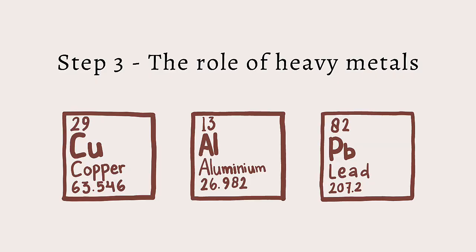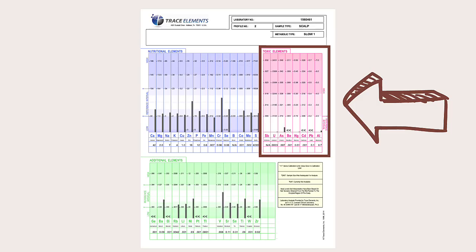This is where you get to put on your detective hat and figure out where your client may be getting exposed to specific heavy metals. The heavy metals can be found in this pink toxic elements section. If any are showing here, that means that they're being excreted into the hair. If none are showing, it doesn't mean that the client doesn't have any heavy metals. It just means that the body isn't prioritizing excreting them at this time.